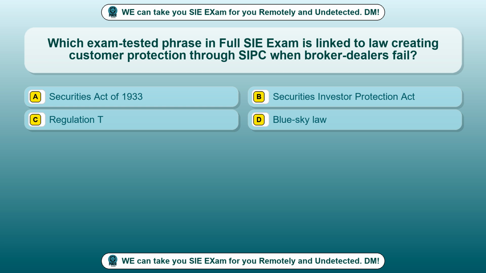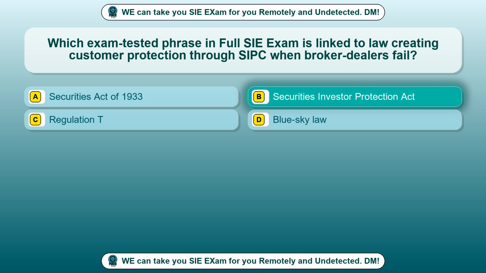Option A, Securities Act of 1933. Option B, Securities Investor Protection Act. Option C, Regulation T. Option D, Blue Sky Law. The correct answer is option B, Securities Investor Protection Act.